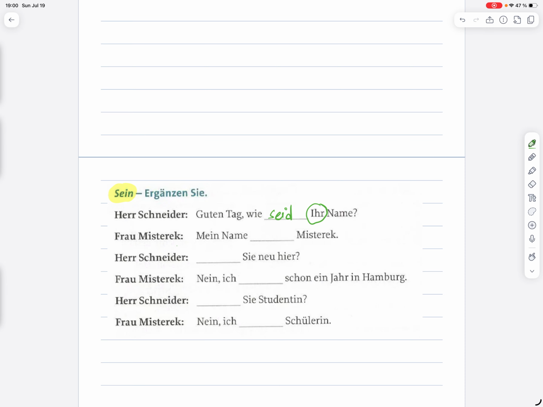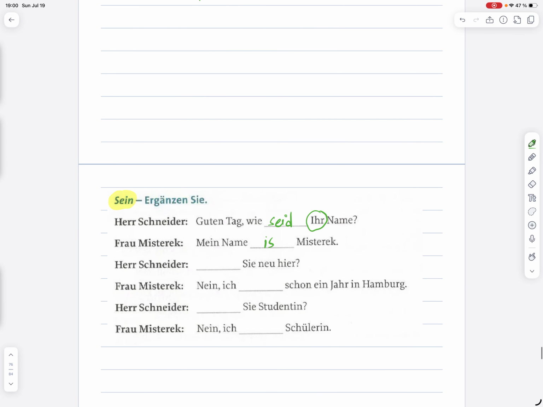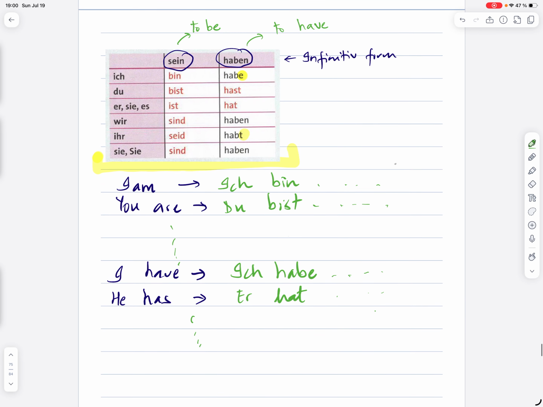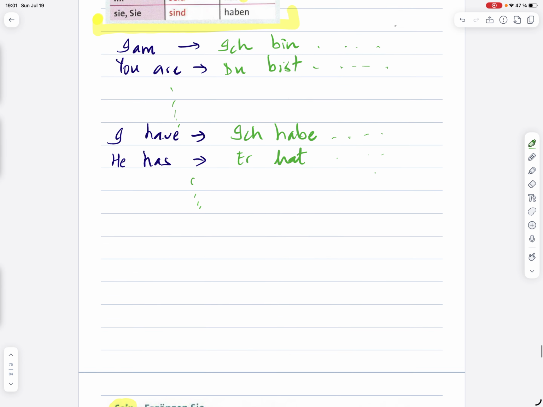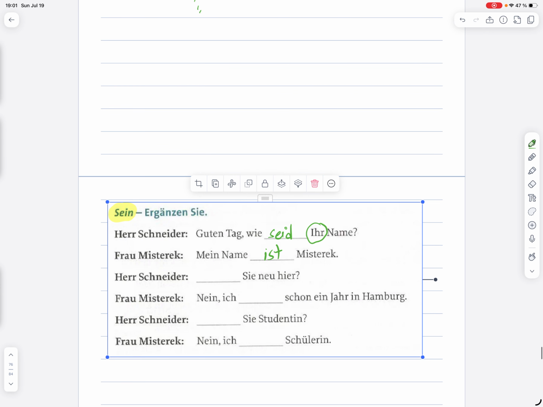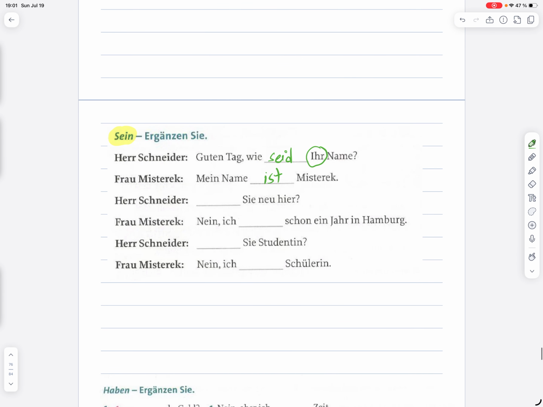"Frau Mysterik, mein Name, dash dash dash Mysterik." My name is, like I'm saying "ich heiße", or "mein Name", I'm telling about myself, "mein Name ist", right? I'm telling about me, so it's the "ist" conjugation, right? So now we can look at the other one.